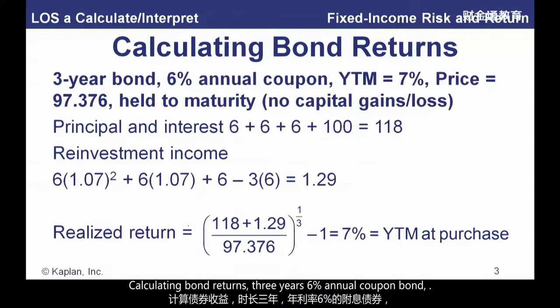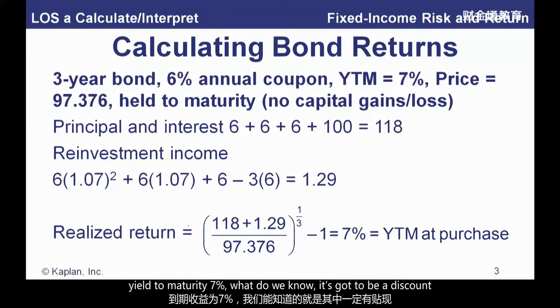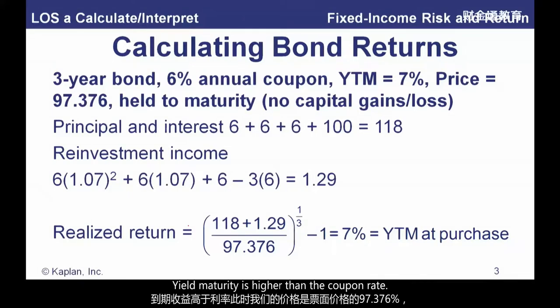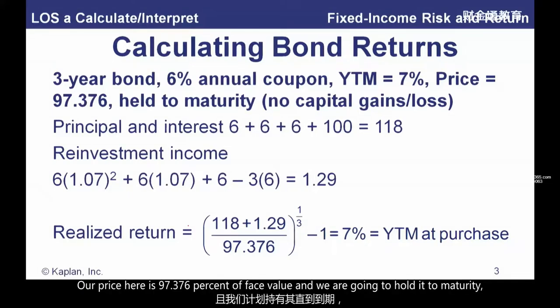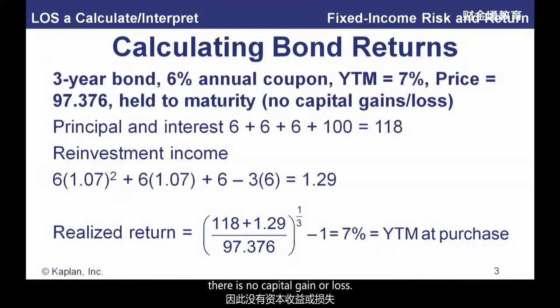Calculating bond returns. 3 years, 6% annual coupon bond. Yield to maturity, 7%. What do we know? It's got to be at a discount. Yield to maturity is higher than the coupon rate. Our price here is 97.376% of face value. And we're going to hold it to maturity. There's no capital gain or loss.